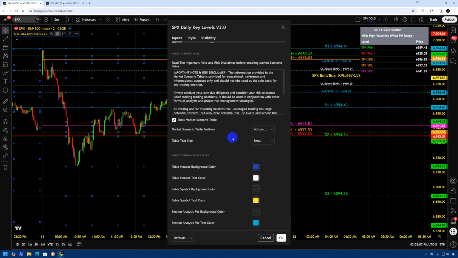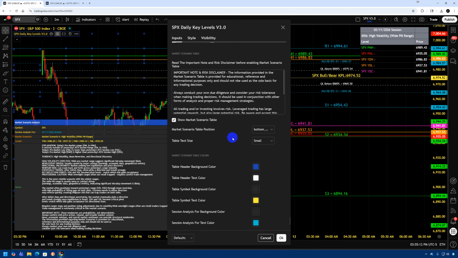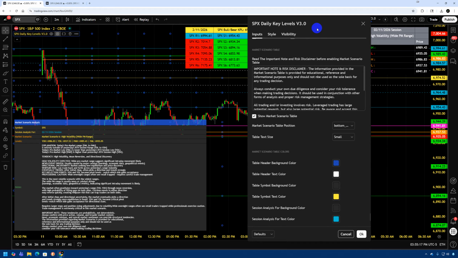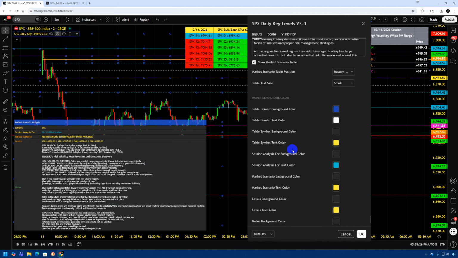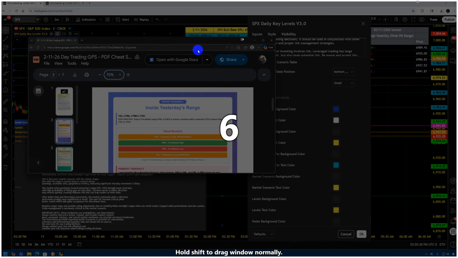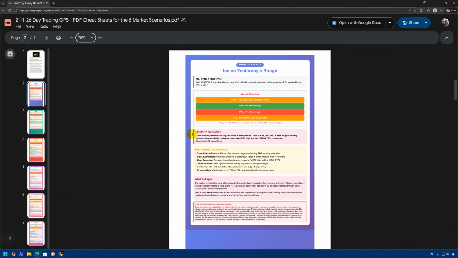You can do that by simply showing the market scenario table as we showed you earlier, and you can adjust the size of that. Now this is what it shows like on the small, and you can make it larger. You can also change the colors, background color, text color, and the opacity of all those as well. Let's go back to the cheat sheets now.